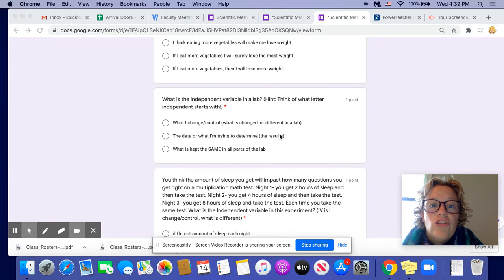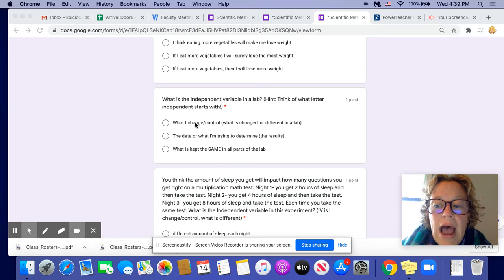Okay, next question. What is the independent variable in a lab? Here's a hint. Think of what letter independent starts with. I, me, right? What I, the experimenter, is doing. Okay, what I have control over. So is the independent variable what I change or control?